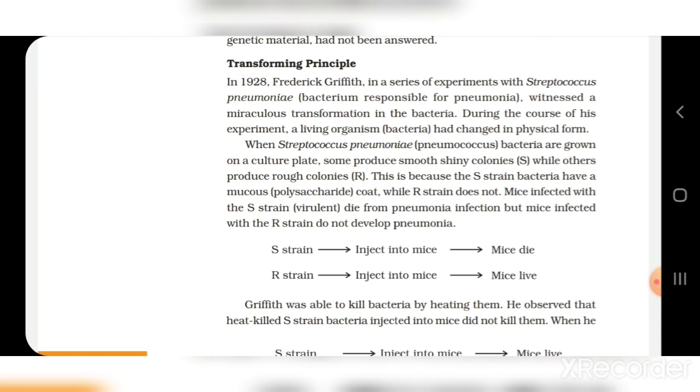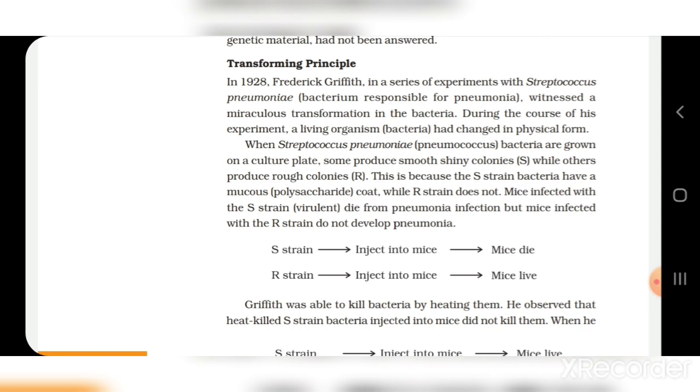And the last, what he did was he injected a mix of heat-killed S strain and a live R strain, and he found that the mice suffered with pneumonia and finally died. So he recovered the live S bacteria from the dead mice.